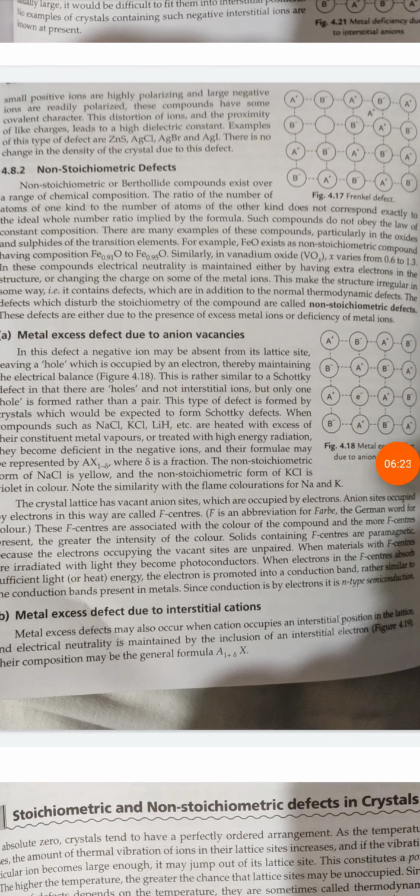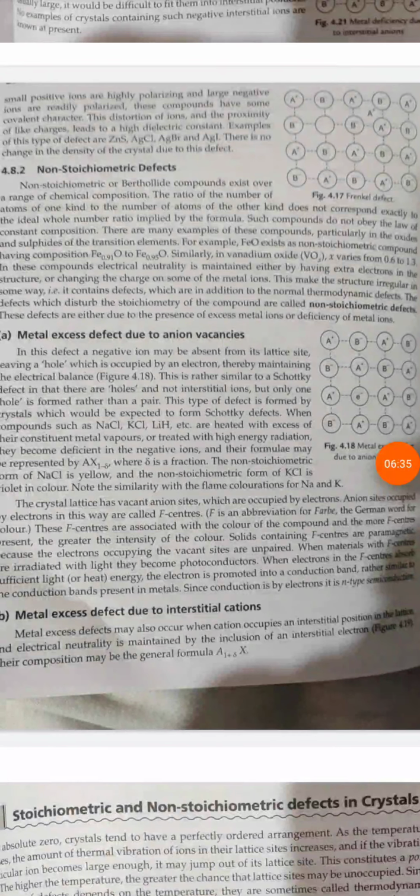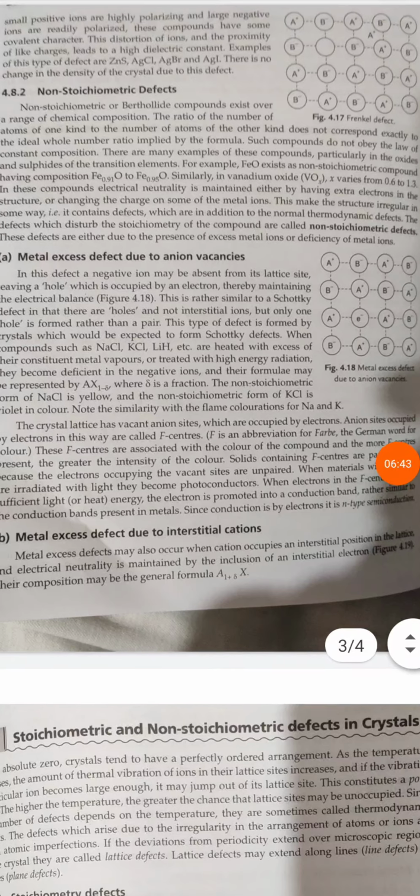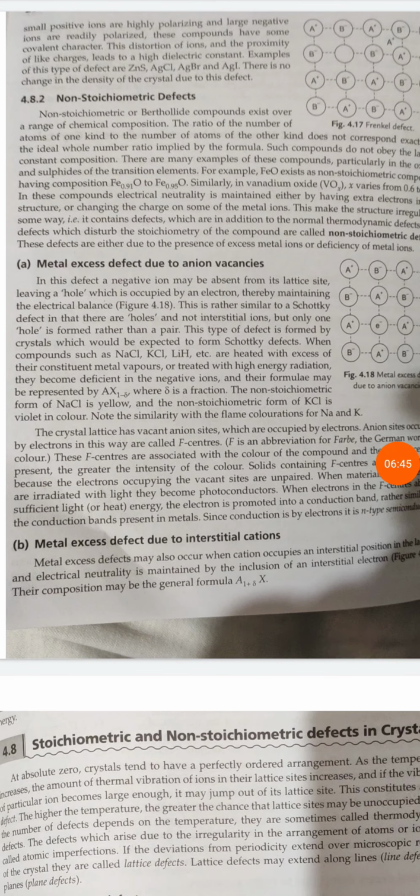The defects which disturb the stoichiometry of the compound are called non-stoichiometric defects, and these defects are either due to the presence of excess metal ions or deficiency of metal ions. First type are metal excess defects due to interstitial ions. Second, metal excess defects due to anion vacancies.